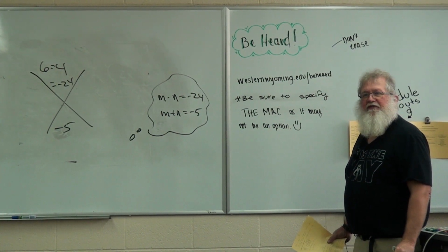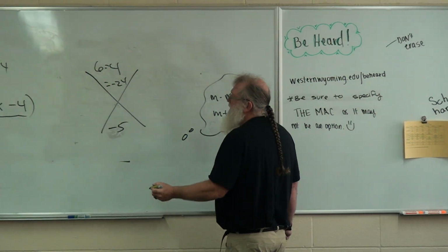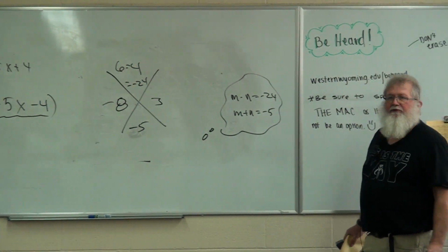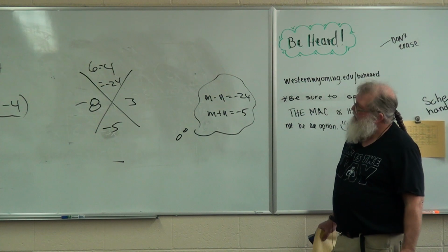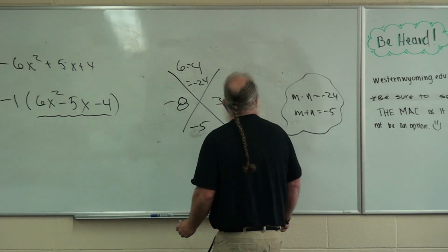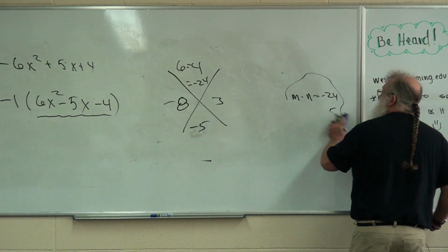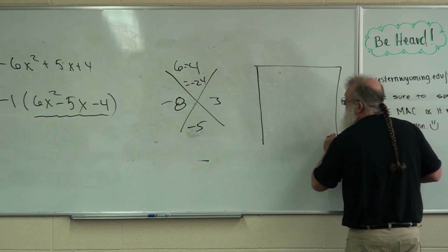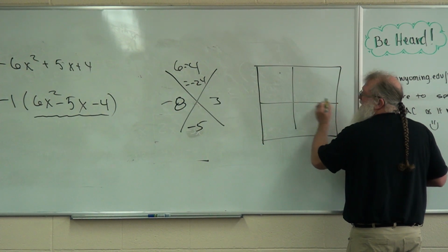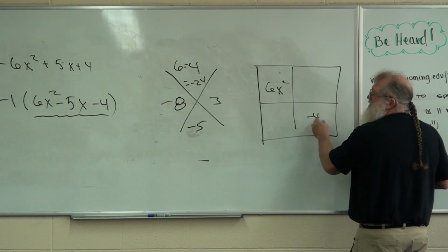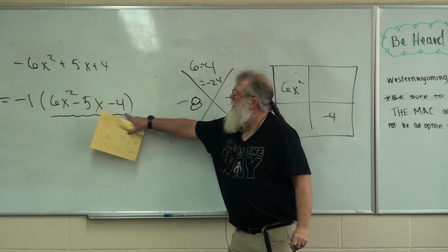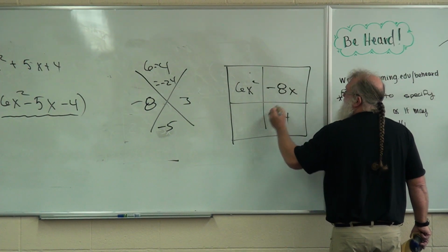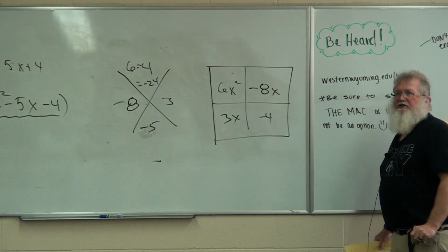Let's see. I think we've seen these two numbers before. I know 8 times 3 is what? 24. And I know minus 8 plus 3 is what? Minus 5. So let's split this. And we'll split it right over here. What are we going to split it as? 6x squared. I get the minus 4 here. 6x squared minus 4. And then what is this going to be? Minus 8x plus 3x.